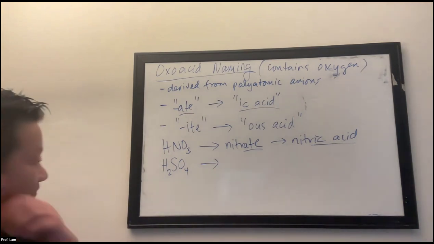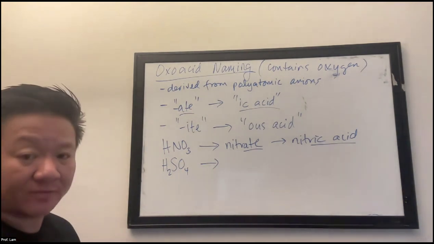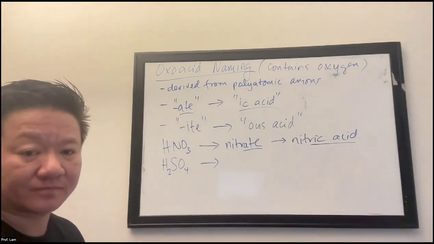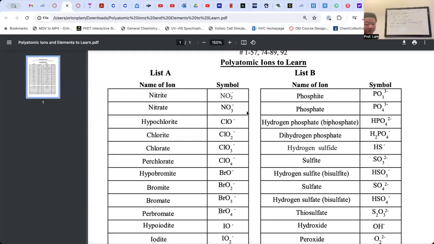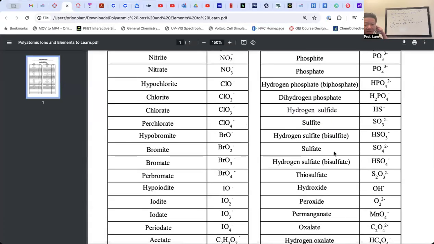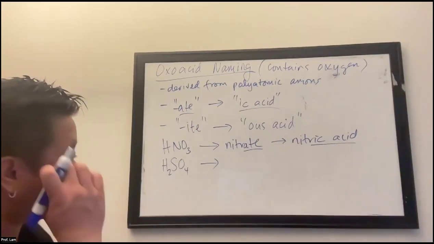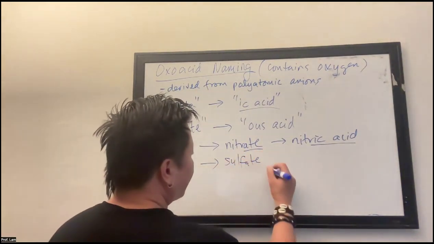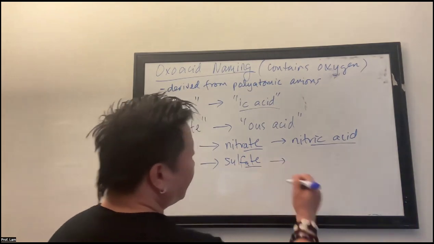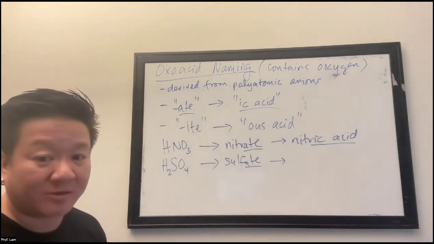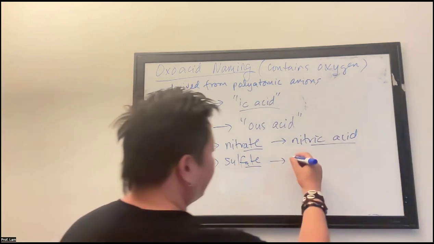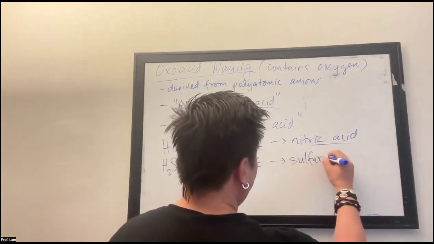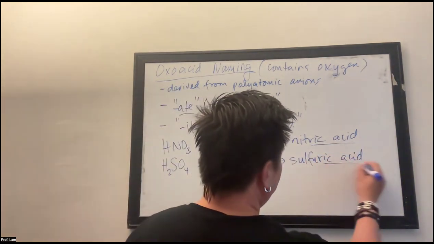Let's do another one. H2SO4. SO4, as you can see, has a 2 negative charge, and it's called sulfate. So SO4 2 negative is called sulfate. That's where it's coming from. And ate is going to turn into ic. But remember, sulfur keeps its whole name. So this is sulfuric acid.